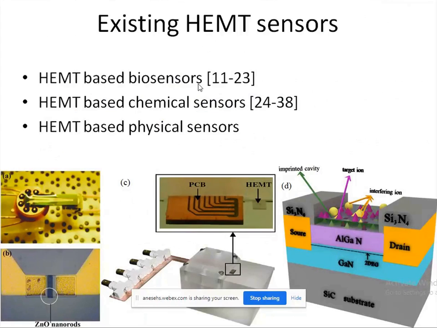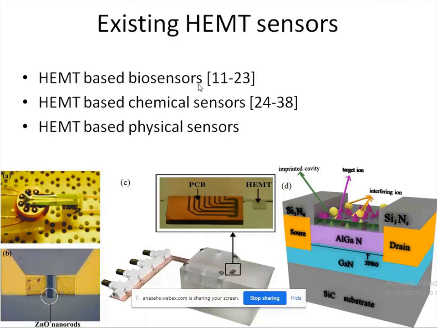And when we go to HEMT-based chemical sensors, if we check the sensors in history, we can find that there are a lot of HEMT sensors in the chemical domain. They are used for pH detection, that is, to find the acidity or basicity of a solution. People have also worked on developing sensors for different gas detections and different ion detections, like cation and anion detections. And if we come to the physical sensor domain, these can be used for sensing any physical quantity. Examples of HEMT sensors in literature are for terahertz wave detection, magnetic field detection, stress detection, pressure detection, etc.